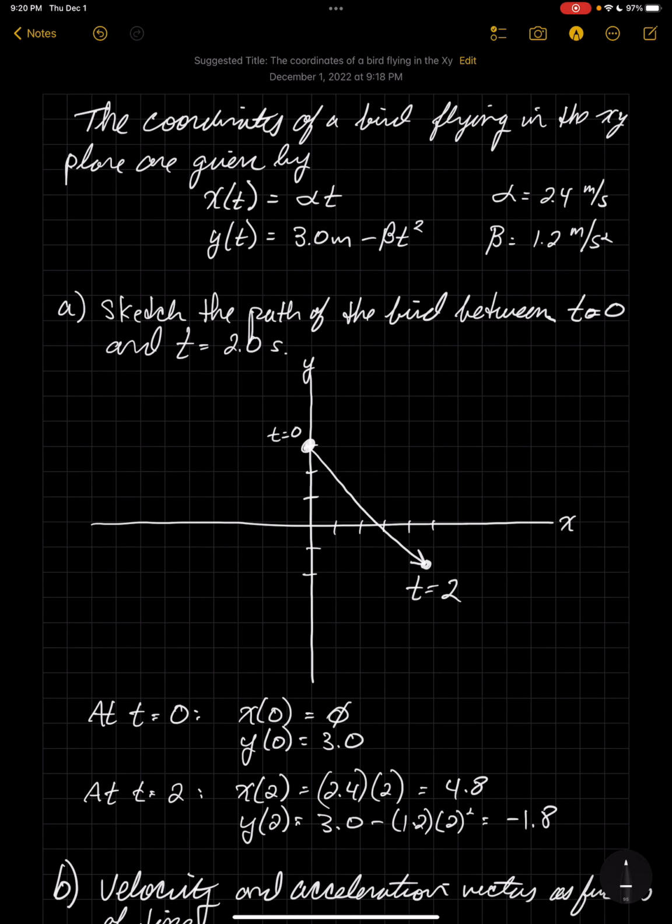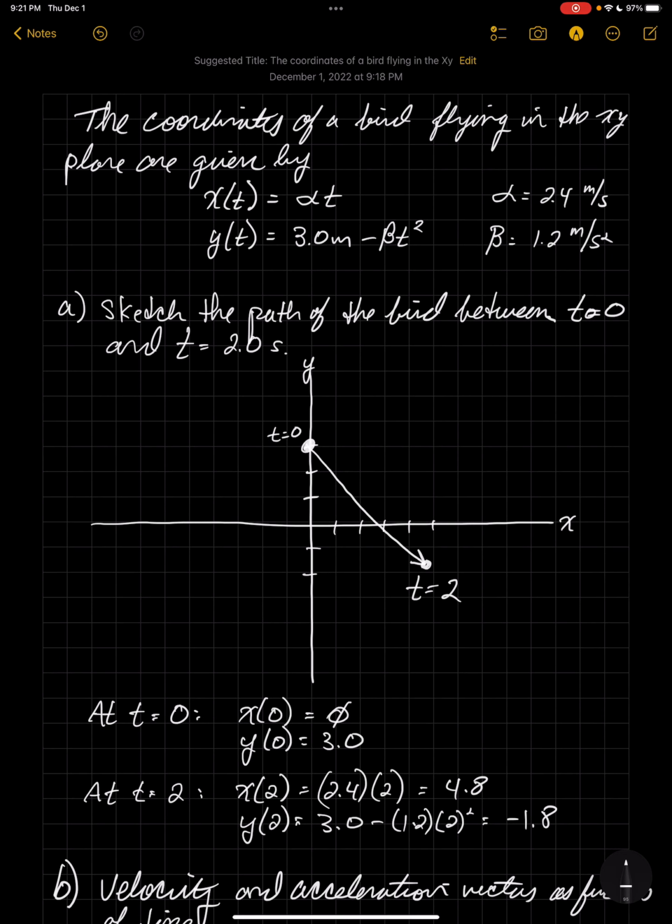Howdy, and welcome to this example problem that lets us learn something about the acceleration vector. In this example problem, we have the coordinates of a bird flying in an xy plane that are given by two equations. The first is giving the bird's position in the x direction.